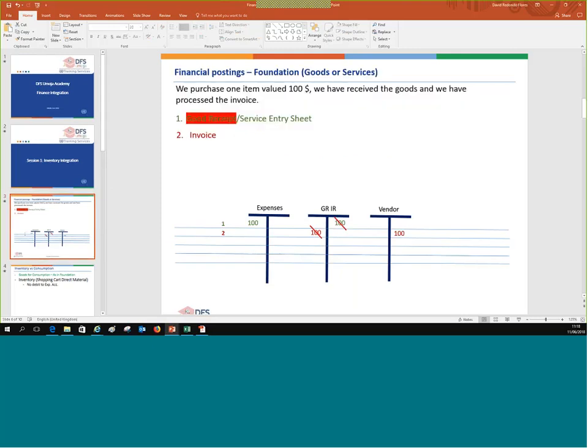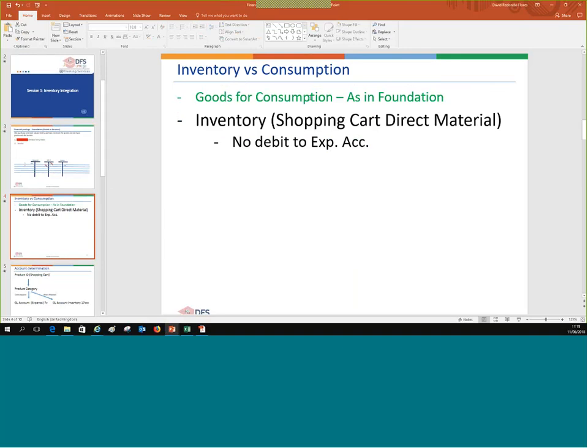So foundation, we used to have everything going to expense account at the moment of goods receipt. This is still valid for services, but for goods, now it's more complex. Let me just recap. Then we saw that for goods, when they raise shopping carts, they can raise them for consumption, which is now an exception because most of it goes for inventory.